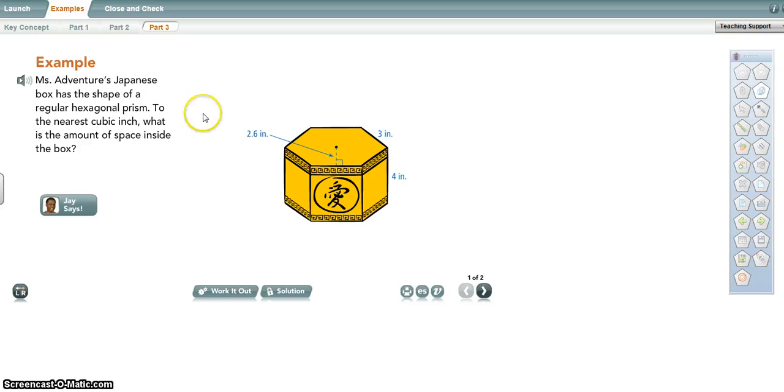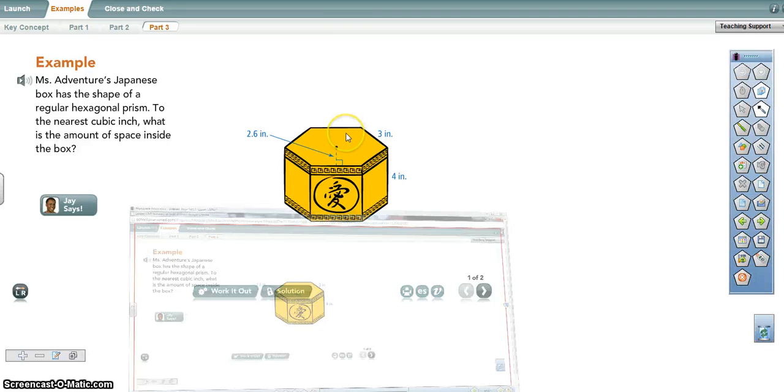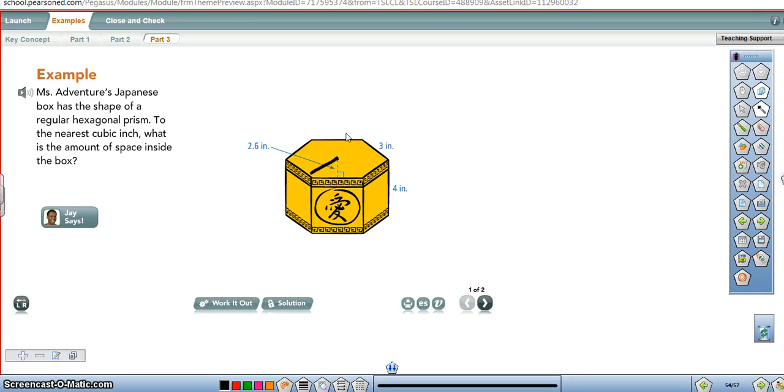Okay, here we have a hexagonal prism, so the bases are in the shape of hexagons. We've talked about how you can actually break a hexagon into triangles so that you can find the area of the whole hexagon. So if you find the area of one triangle, you will have to multiply that by 6, so you get the area of the whole hexagon.